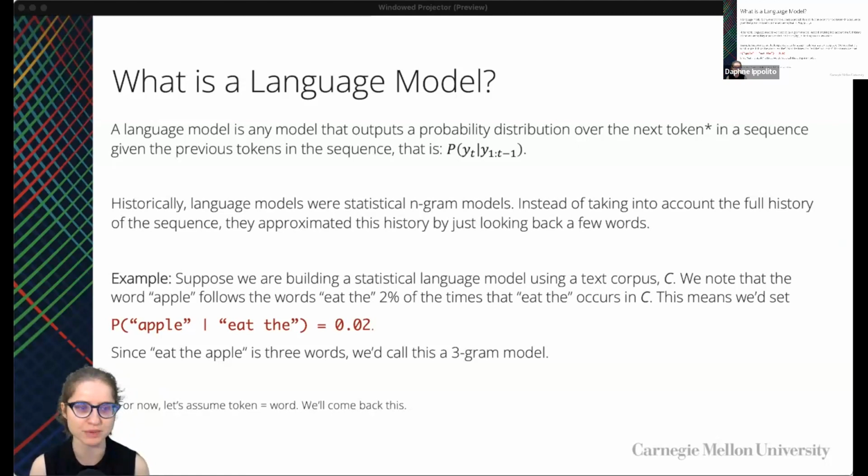And n is just the number of words or tokens. For now, I'm going to use the words word and token interchangeably, but we'll come back to that.